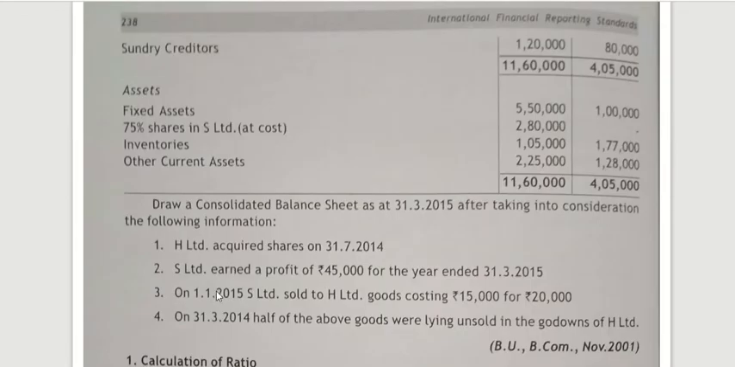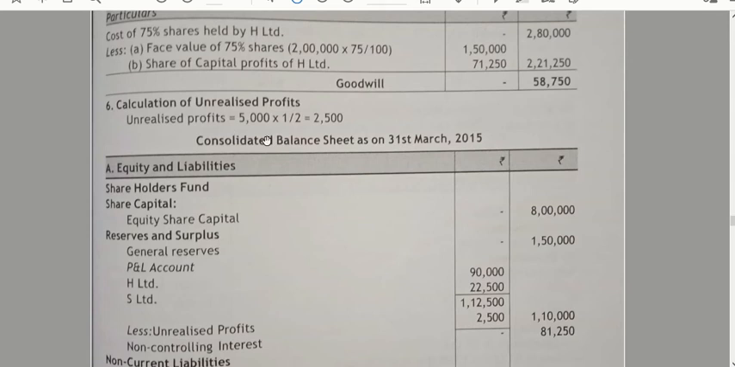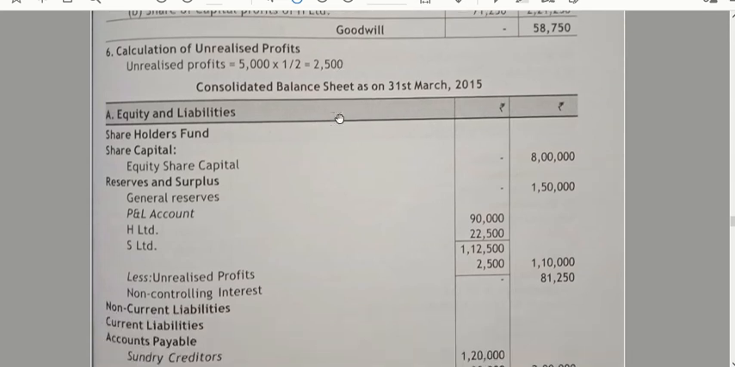So if you see, there's an adjustment telling about the sales and there's a profit. So on 1/1/2015, H Limited sold to S Limited goods costing 15,000 for 20,000. So what is your profit? 20,000 minus 15,000, 5,000 is your profit. So on 31/3/2015, half of the above goods were lying unsold in the godowns of S Limited. So therefore unrealized profit is 5,000 into 1 by 2, which is 2,500.